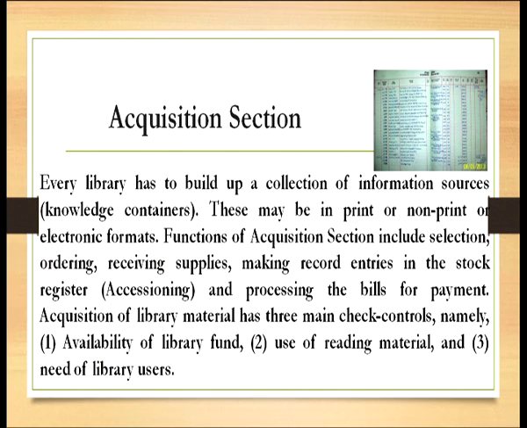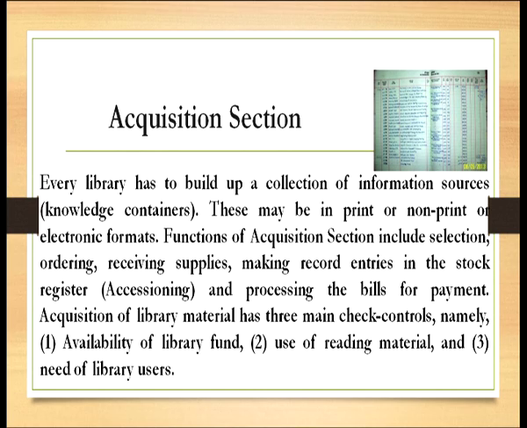First we will discuss the acquisition section. Every library has to build up a collection of information sources, meaning knowledge containers. These may be in print or non-print or electronic format. Functions of the acquisition section include selection, ordering, receiving, making order entries in the stock register, and processing the bills for the payment.